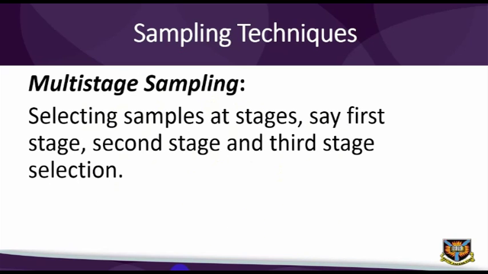Multi-stage sampling. This technique involves selecting samples at stages, say first stage, second stage, and third stage selection. At each stage, a suitable sampling technique is employed. Thus, in carrying out a survey on Lagos State, one could select only 5 out of the 20 local government areas in the state at the first stage. At the second stage, we may choose a few wards out of each of the 5 local government areas, and if desired, the selected wards could further be subdivided into smaller units for the third stage selection.